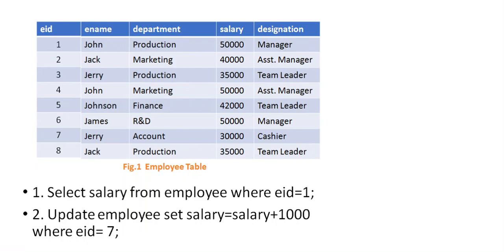Now Jerry with employee ID 3 is working in production department and Jerry with employee ID 7 is working in account department. So instead of using Jerry as a condition in a query, we can use employee ID as a condition. So if I write a query like this, update employee set salary equals salary plus 1000 where employee ID equals 7, then it will update the exact row.